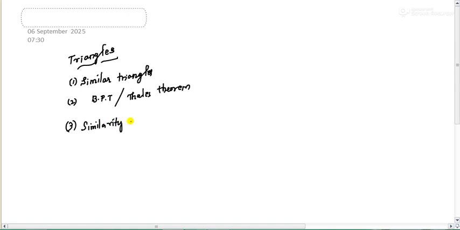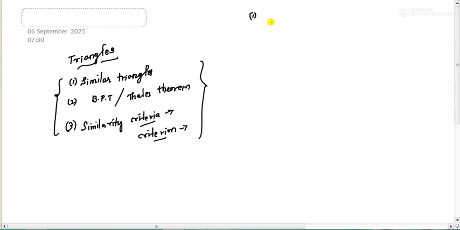Similarity criteria. Okay, this is plural for criterion. So if there is only one similarity criterion, we call it criterion. If there are many, this is the plural form, criteria. So there are three similarity criteria. I'll just explain the basics of this chapter. Even if you have attended the previous classes, it will be a revision for you.